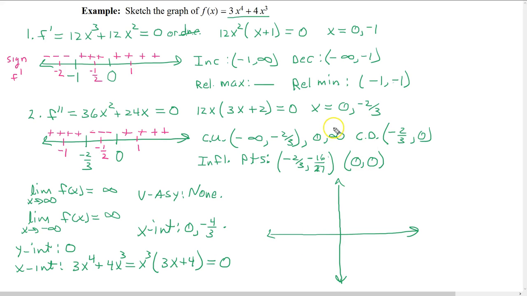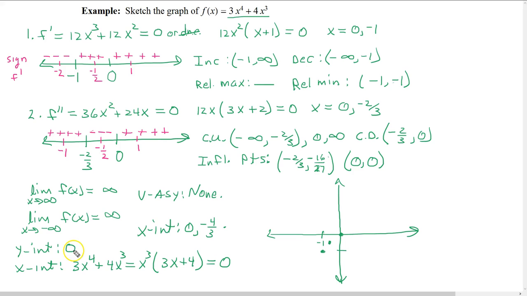So let's plot our relative extrema first. So we have a relative minimum at -1, -1. So let's just plot, let's say there's -1 on the x-axis, -1 on the y-axis. So there we have a relative minimum. Let's plot any inflection points. So we have an inflection point at -2/3, -16/27, which is approximately -0.6. So let's plot that point right about here. And also 0, 0 is another inflection point right there. And I think we're about ready to graph this function.